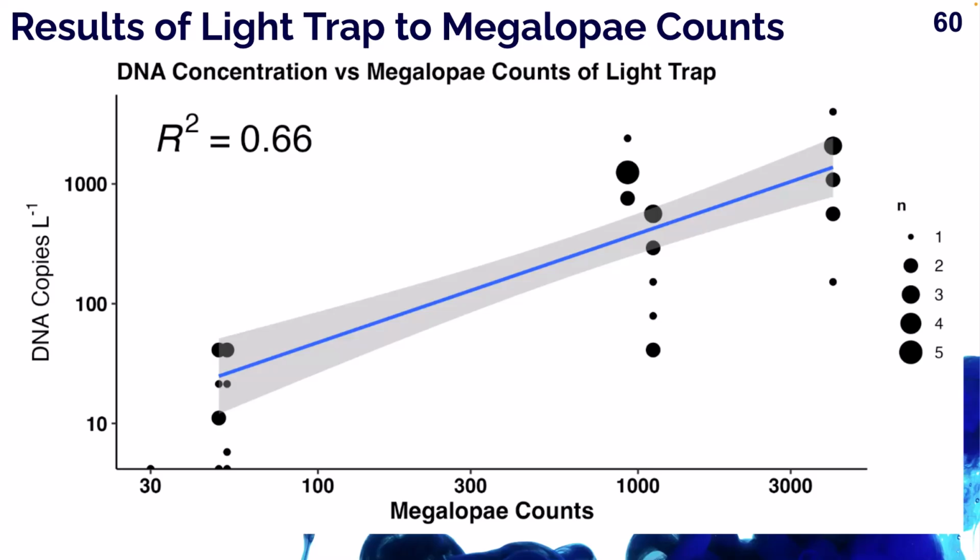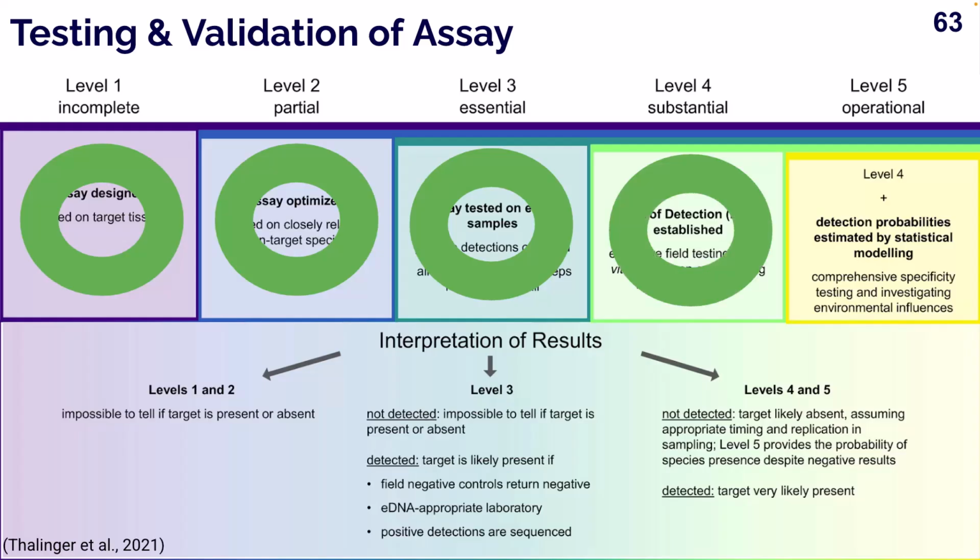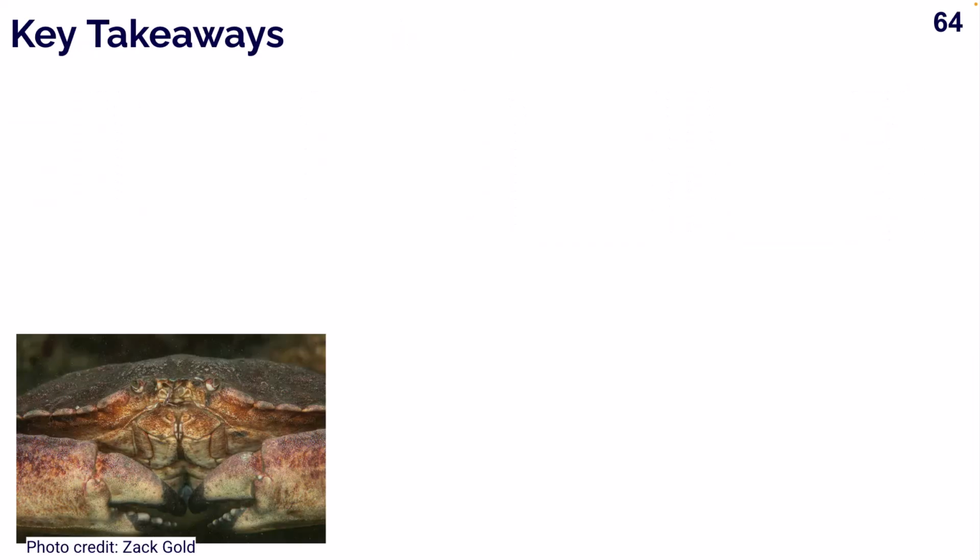Taking all this into account, we can see our assay has fulfilled the next two levels. So we tested it on eDNA samples and had those positive detections, and we had our sample processing steps reported in detail. And then we had that limit of detection established with extensive field testing and in vitro testing on our co-occurring non-target species, because they do occur within these light traps as well. So some key takeaways about this study.